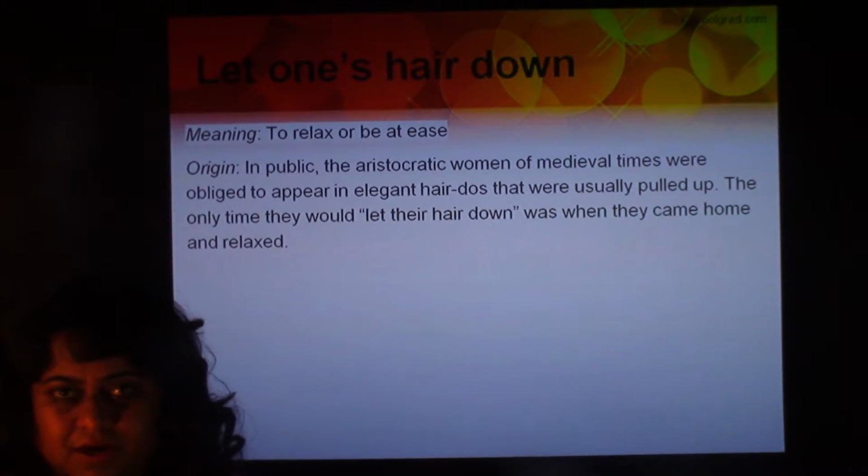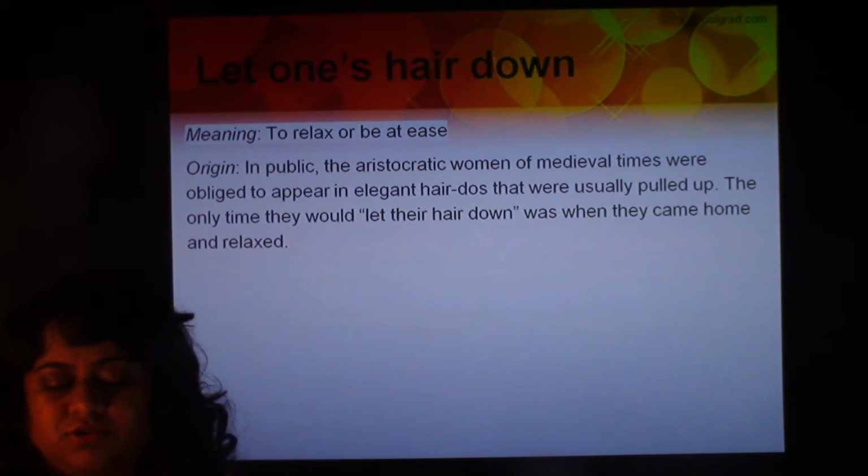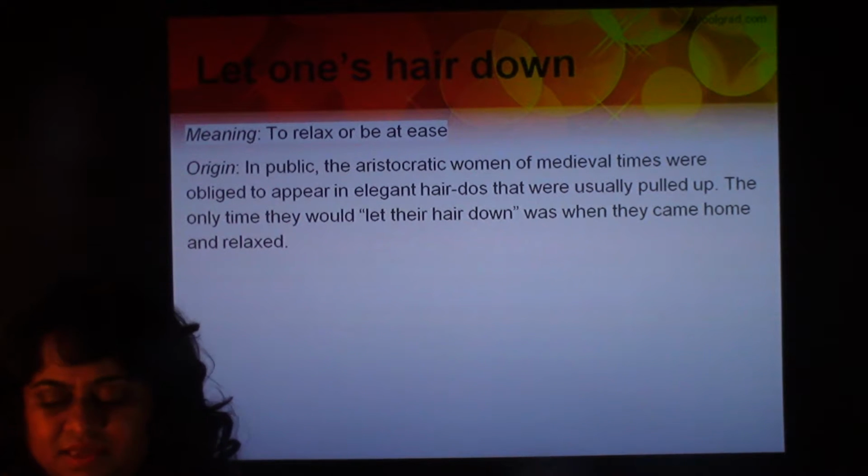And when they got home, they couldn't wait to get all the hairdo off and let their hair down. So to let your hair down means to relax or to be at ease. But that's the origin of the phrase.